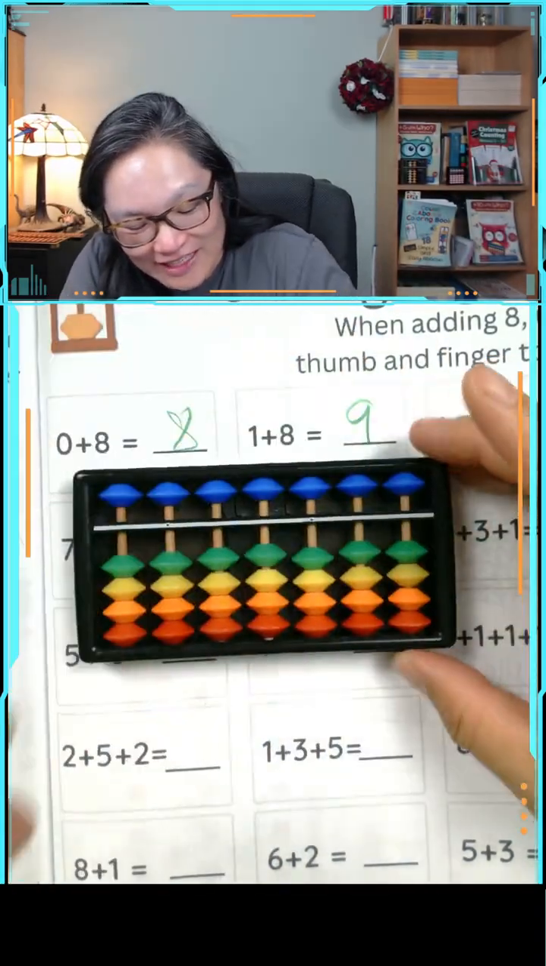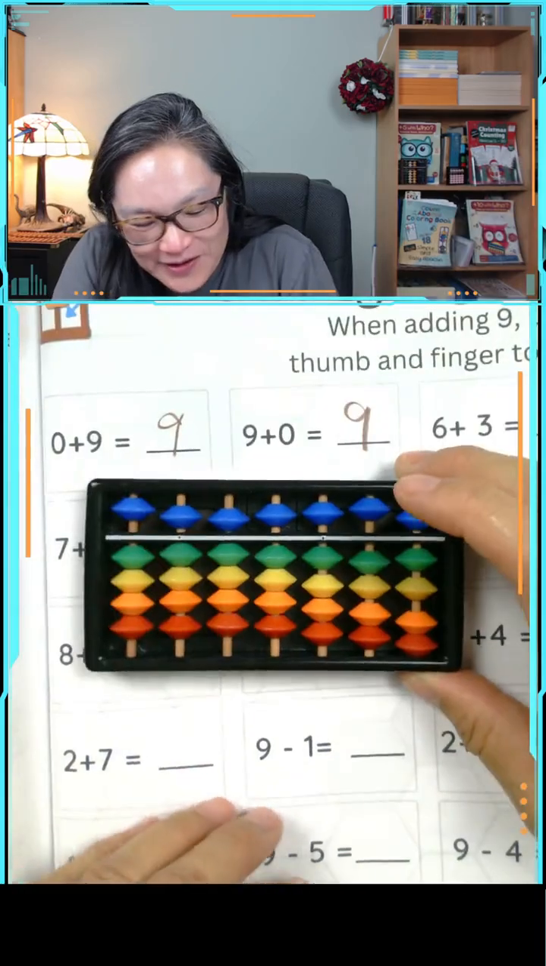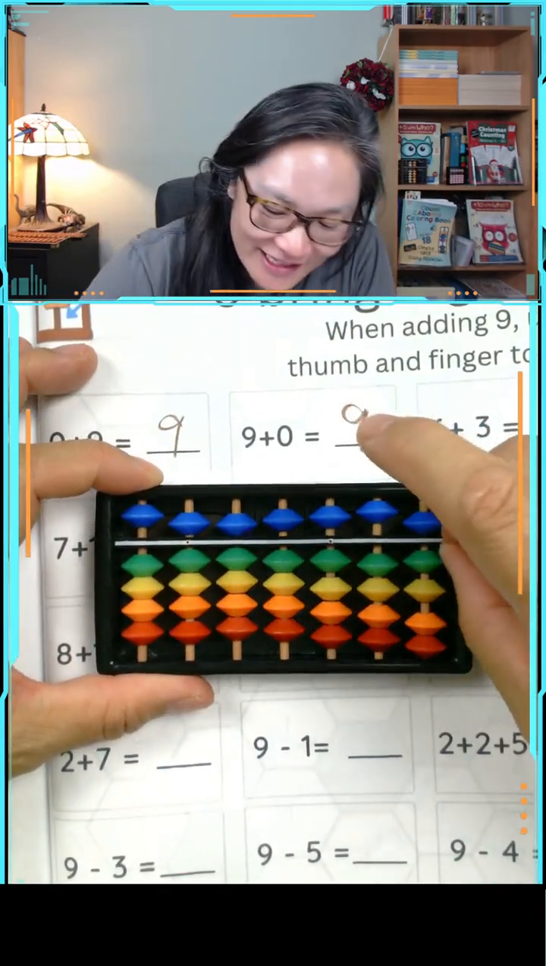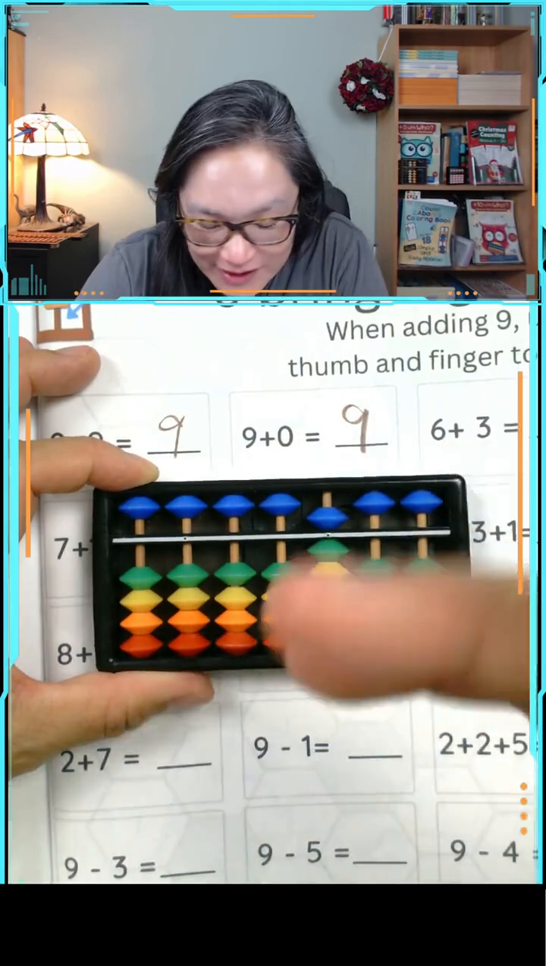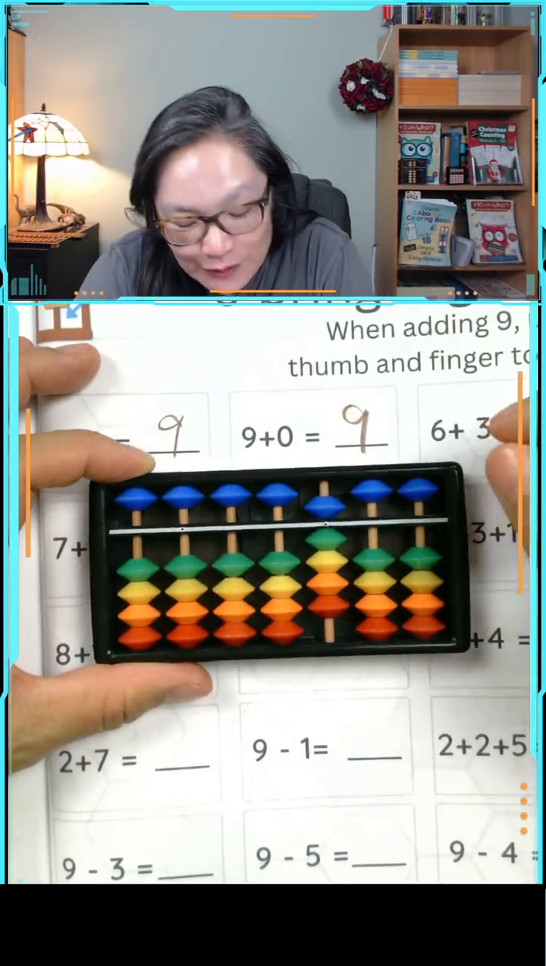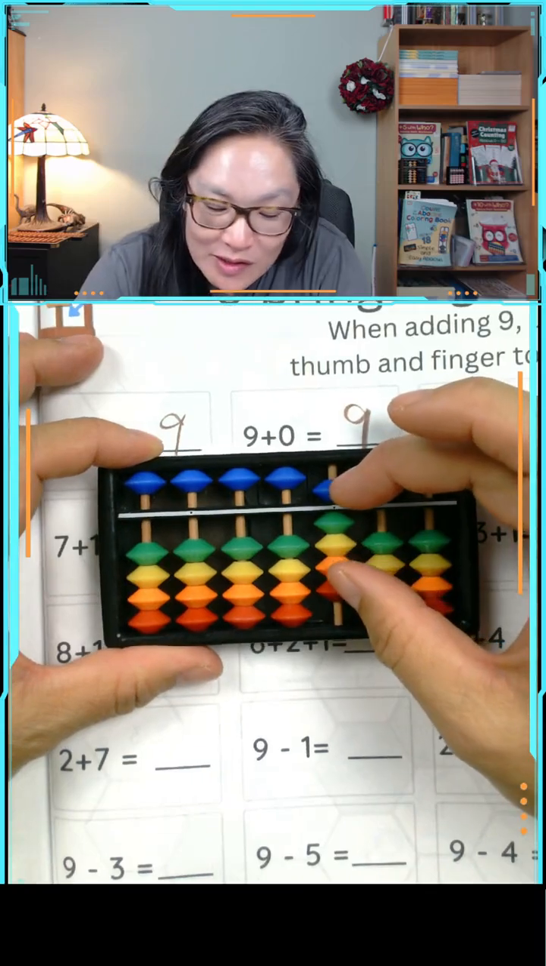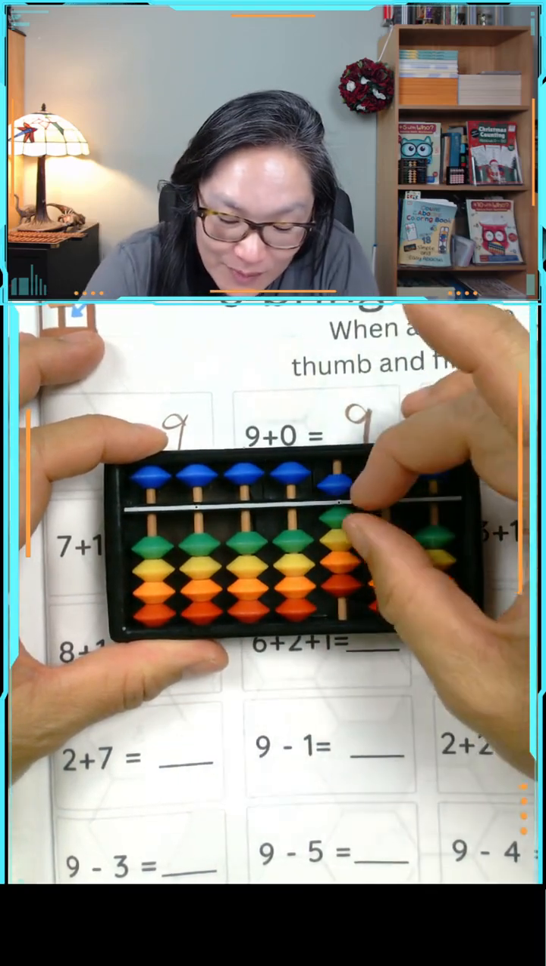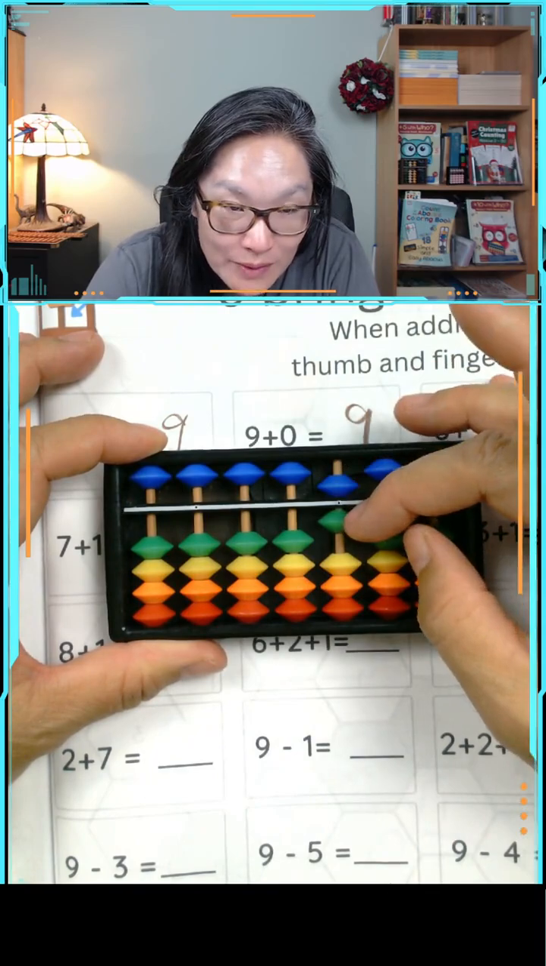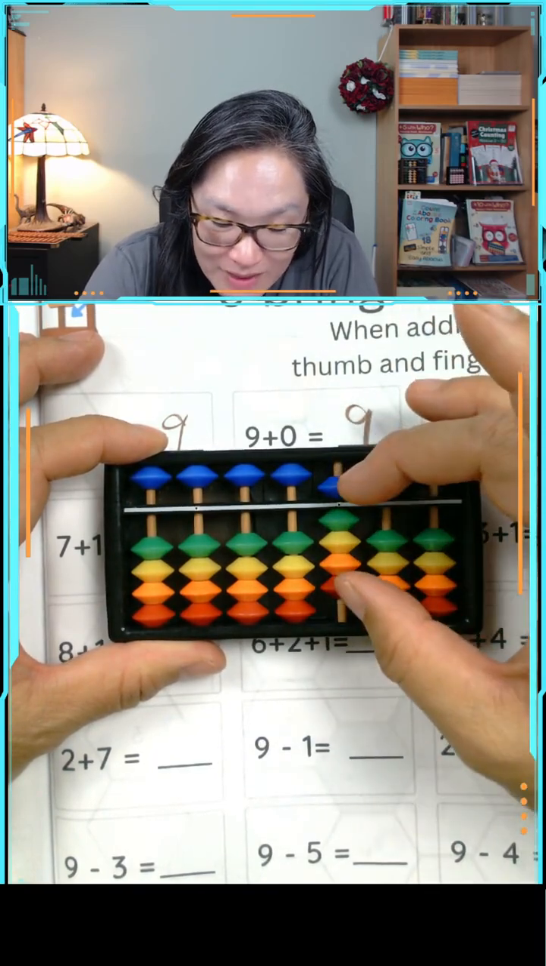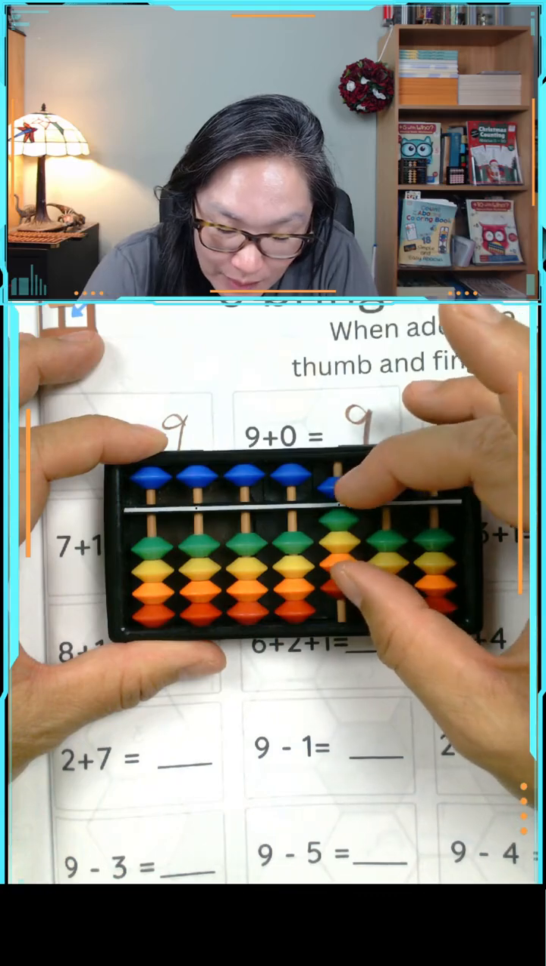So our final answer is 9. We have 9. Oh, so that's the thing. If we have 9 and we want to subtract, subtracting means we're going to take it away. If I want to subtract 6, remember 6 is 1 bead on top, 1 bead on bottom. When we subtract from 9, it's 1 bead on top, 1 bead on bottom, and you subtract it.